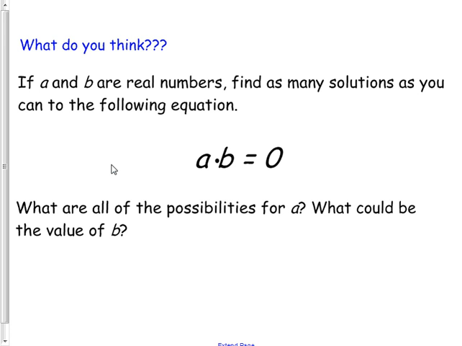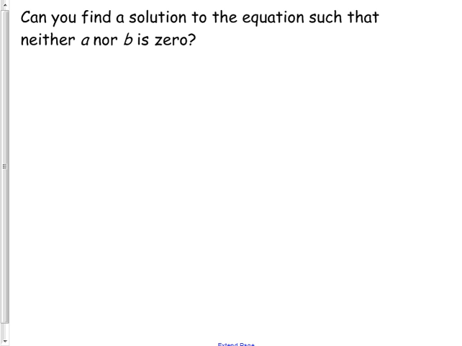All right, so if we're talking about A times B equals 0, do you get that either A has to be 0 or B has to be 0? To make something equal 0, you can't take two numbers and multiply them. One of them has to be 0.